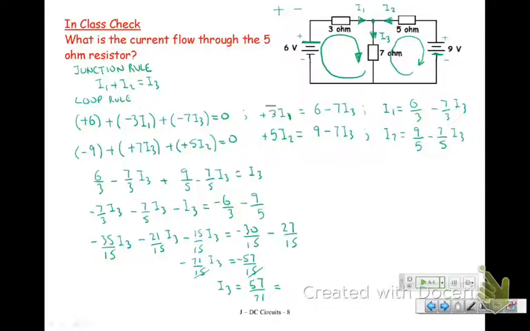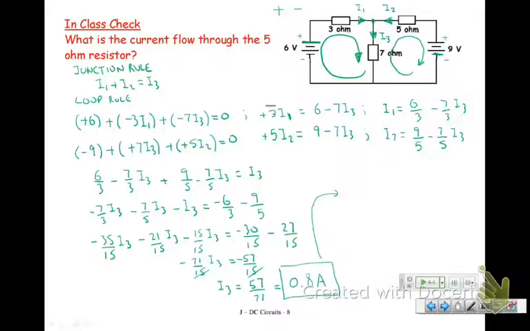So then we're going to go 57 divided by 71 equals, so 0.8, am I right? And what can you tell me about the direction of my arrow, I3? Correct. And now, the only thing I've got to tell you is that's not the final answer, because that is the current through the 7, isn't it? I3 is the current through the 7. So I've got to do one little bit more work. So I've got to find I2.